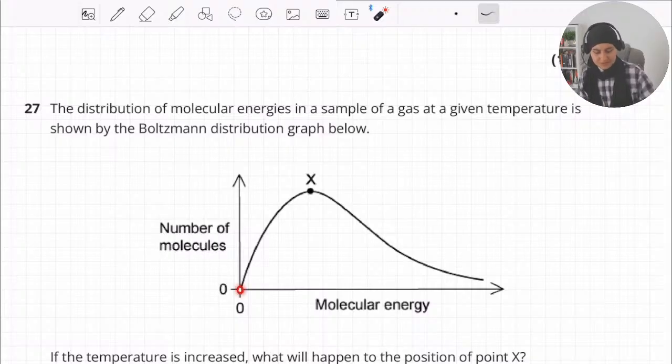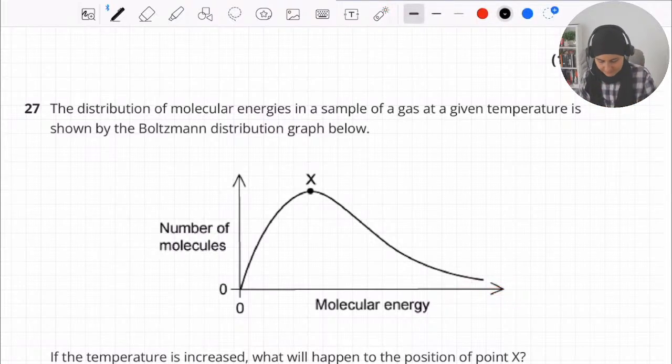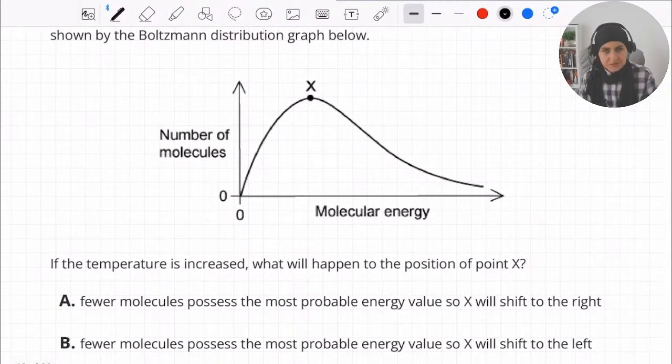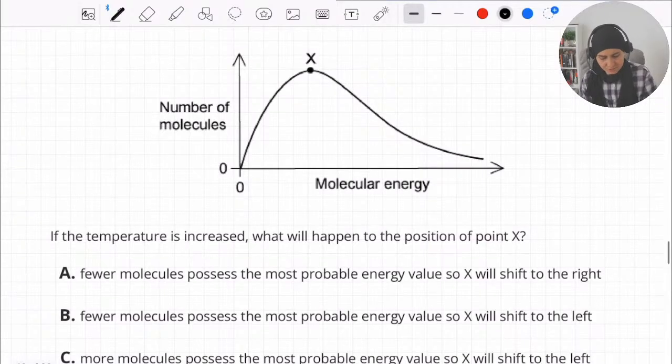So it always starts at 0 and then it goes up, but it's not symmetrical, and it has this tail at higher energies which never intercepts the x-axis. If you draw it, be careful how you do it. It should look like this. And the question: if the temperature is increased, what will happen to the position of point X?